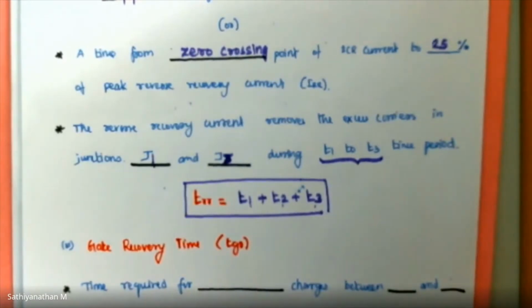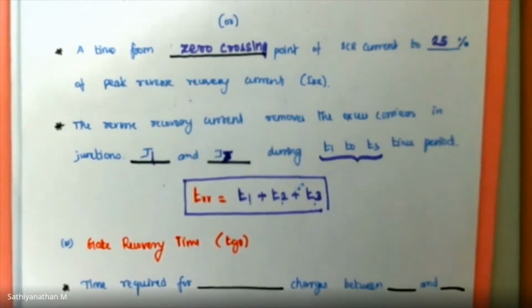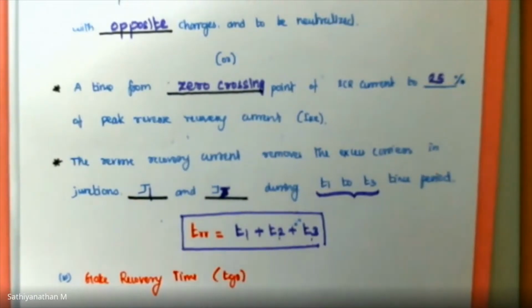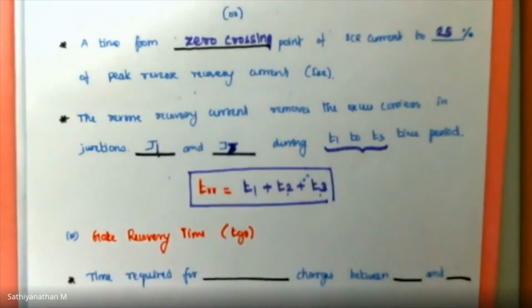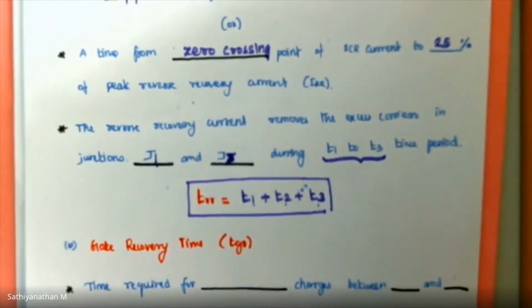Are you clear? Any doubts? So reverse recovery time is very, very important, as I said earlier, for a diode. The same is applicable for an SCR. So we have to look at the reverse recovery characteristics, particularly the reverse recovery time of an SCR. If you have any doubts, please ask. Otherwise, I will define the second parameter. Do you have any doubts till this?